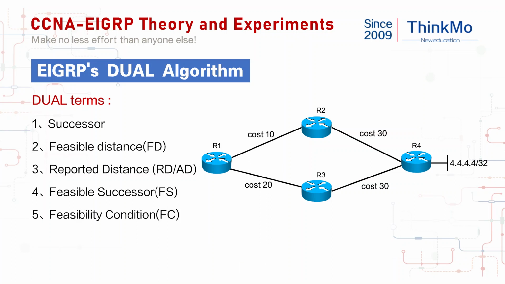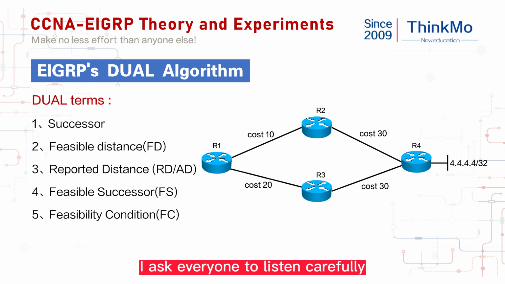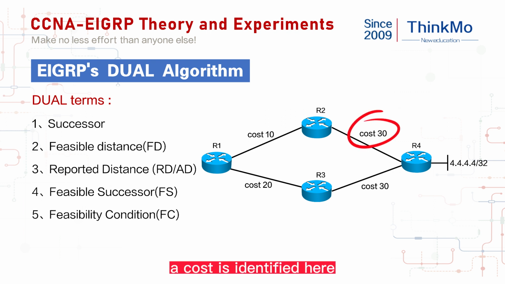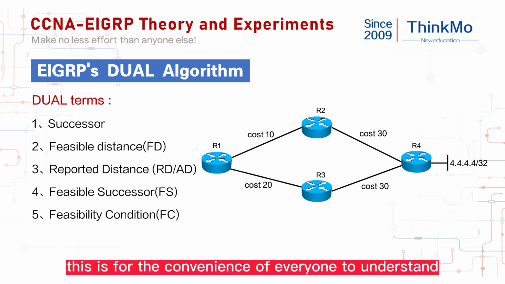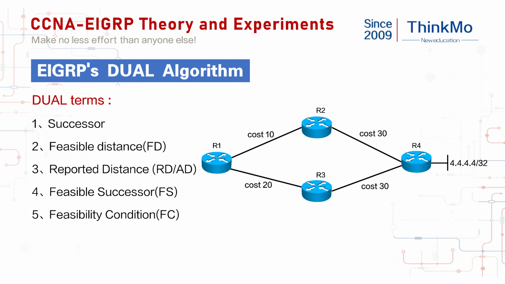Okay. Next we look at some terms. I ask everyone to listen carefully. These things you have to remember. First, look at the successor router. A cost is identified here. This is for the convenience of everyone to understand.